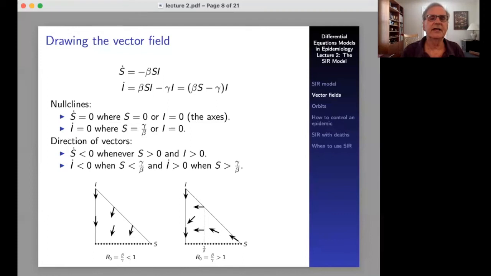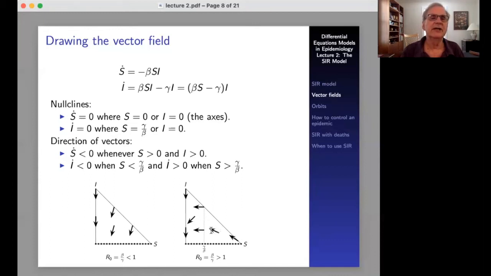Okay, now let's look at the case where R naught is bigger than 1, beta over gamma is bigger than 1. So that means that gamma over beta is less than 1. And this null line here, where I dot is 0, this vertical line lies in the middle of our triangle because gamma over beta is less than 1. Right. Now, we're still going to have s dot negative everywhere, but this time I dot will be negative to the left of that line, and I dot will be positive to the right of that line.